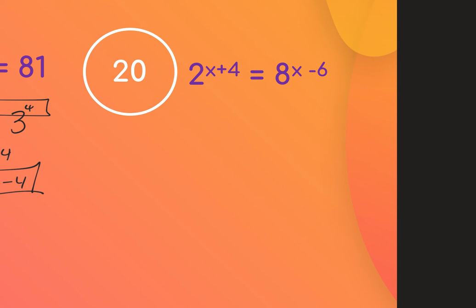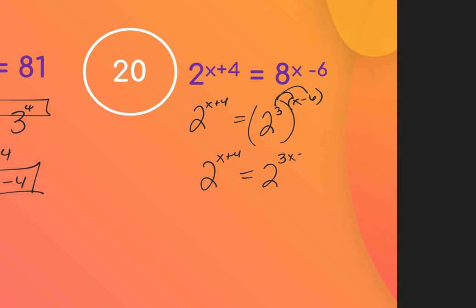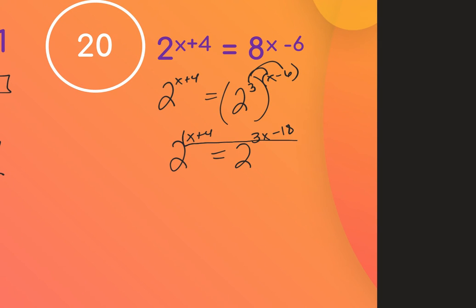20, what are you going to change? The 8, right? So I'm going to leave the 2 by itself. The 8 becomes 2 to the third. Now this is 2 to the third raised to the x minus 6. When we raise a power to a power, you multiply them. So this 3 is going to get distributed to both. So this would be 2 to the x plus 4 equals 2 to the 3x minus 18. We're raising a power to a power, which is why we multiply. Now the bases are the same, so we disregard the base and just set the exponents equal to each other.